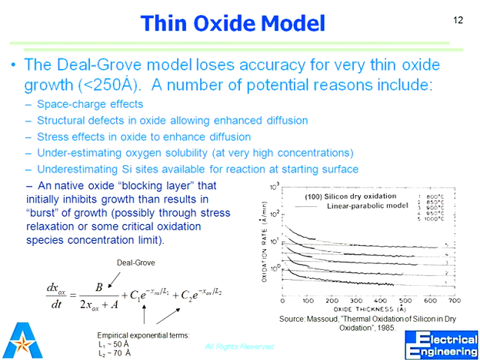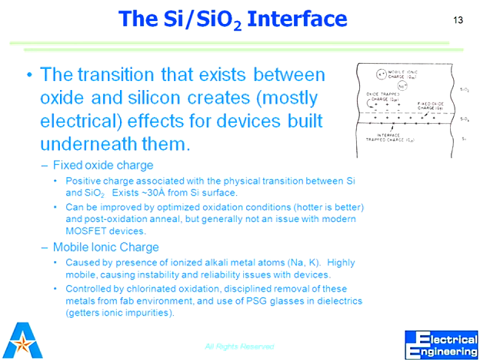The reasons are that we may be underestimating the oxygen solubility, there may be more silicon available, and stress effects and space charge effects are also there. So there are certain reasons that the Deal-Grove method does not include properly. But it's only for the first 300 angstroms. Later on, after 300 angstroms, this Deal-Grove equation gives you very reliable data.